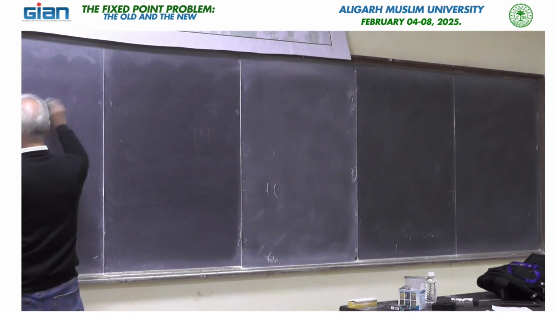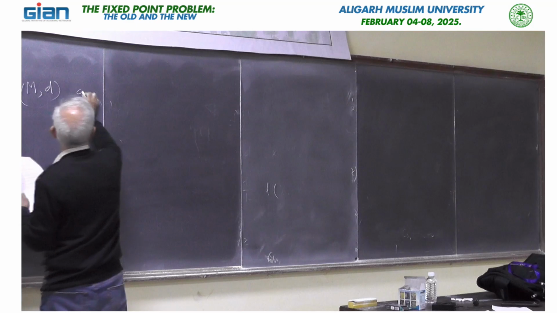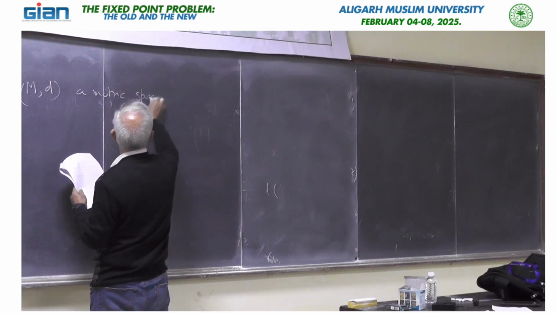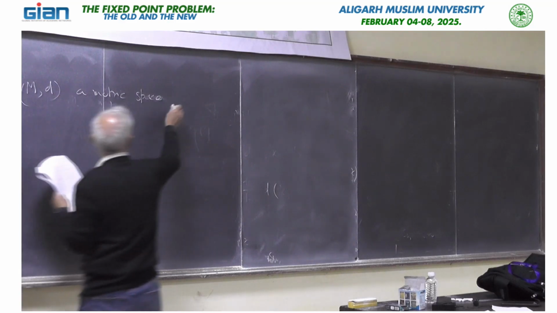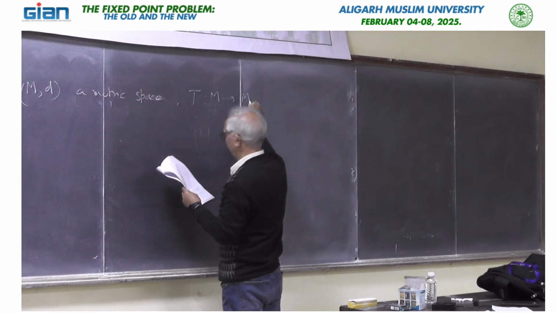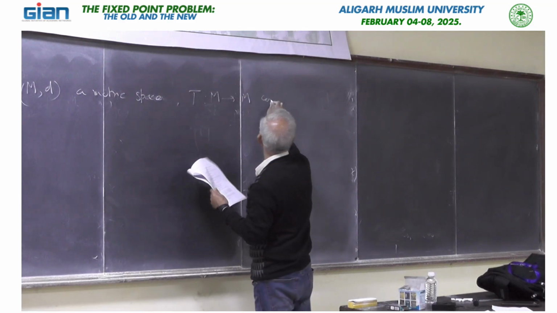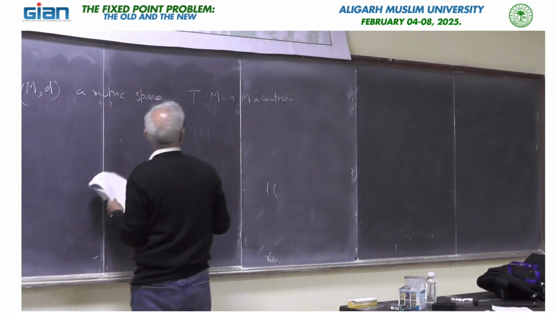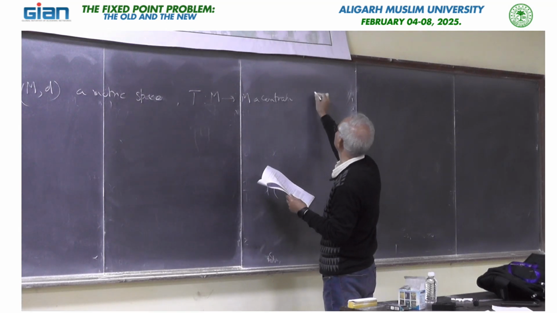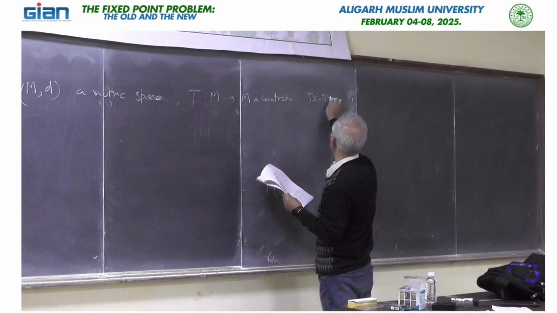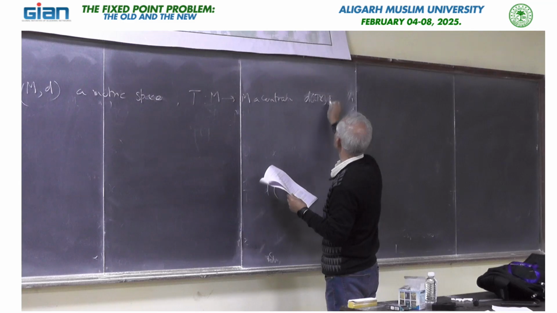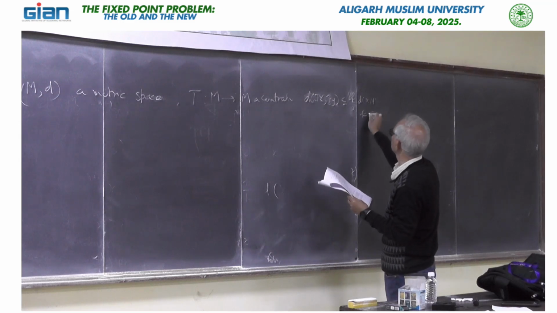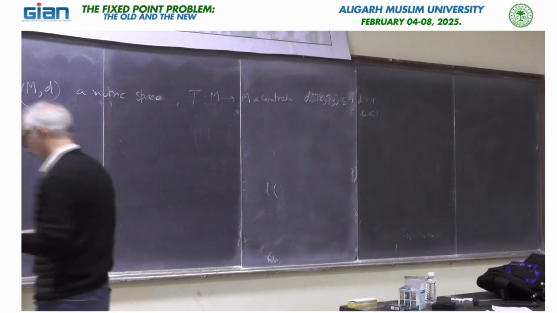So, you again have a metric space M, and T from M to M is a contraction, with contraction constant k. So d of T of x, T of y is less than or equal to k times d of x, y, where k is less than 1. That contraction constant we are denoting by k.